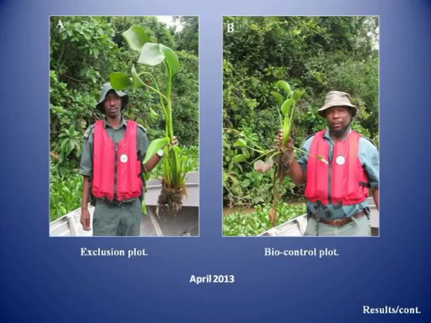At the end of the test, I got 2 of my staff to hold up plants from the 2 adjacent plots, the left on the exclusion and the right on the biocontrol, and theoretically I don't have to say anything else. A photograph tells it all. And those photographs have not been manipulated, I promise you. I'm not an IT expert, so I don't know how to do it. Thank you very much.